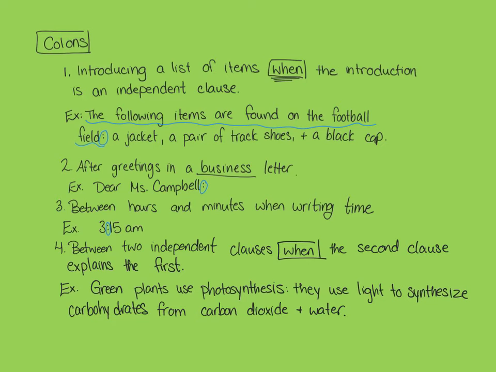The final place that we use them will be one of the trickier ones. We use them between 2 independent clauses. So remember, independent clauses could be their own sentence, but only when the second clause explains the first. So green plants use photosynthesis. They use light to synthesize carbohydrates from carbon dioxide and water. Both of those clauses could be sentences on their own, but the second one is explaining what photosynthesis is, which is that first sentence. So that's why we use a colon in between them.